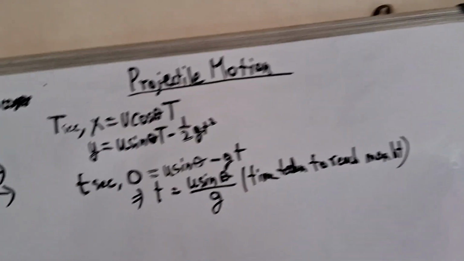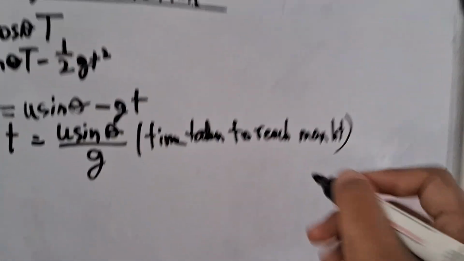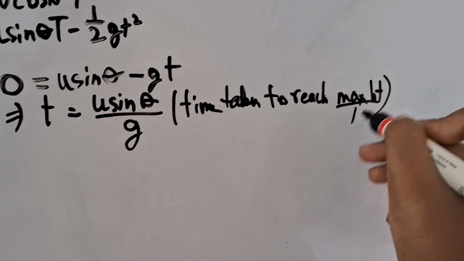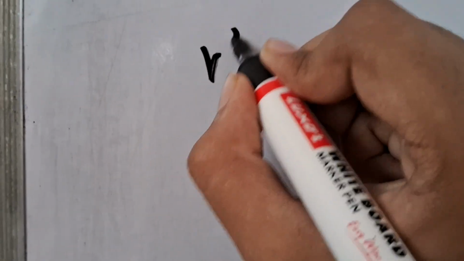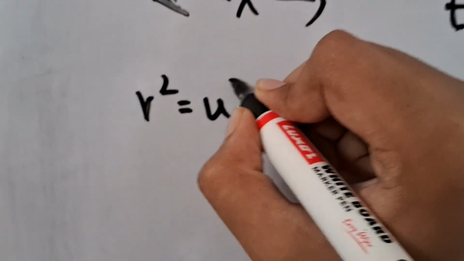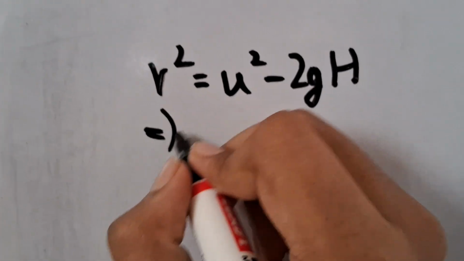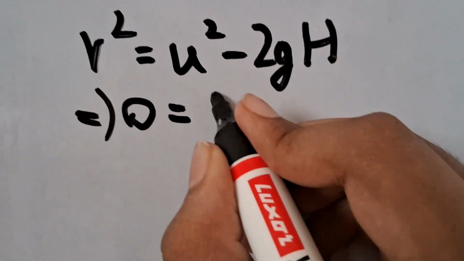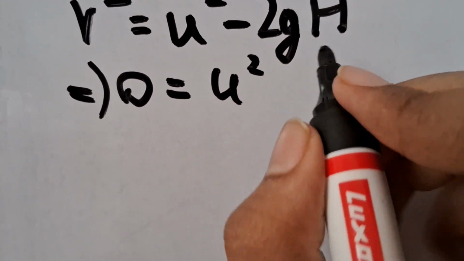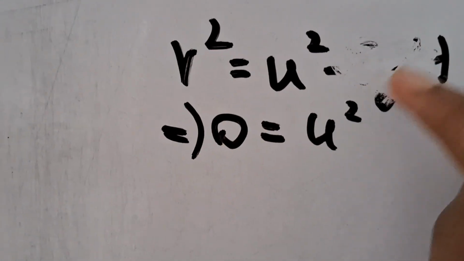Let's find out the maximum height. What is this maximum height? Let's say this is h. So v square equals u square minus 2gh. What is v? 0. No. Oh, I forgot. I made a terrible mistake here.